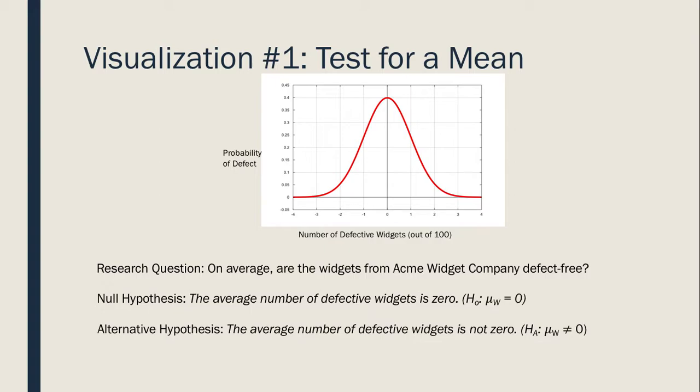Our first visualization is a test for a mean. As you can see from the image, we have a bell curve with the number of defective widgets out of 100 on the x-axis, while the probability of defect is on the y-axis. The research question asks, on average, are the widgets from the Acme widget company defect-free? The null hypothesis will say the average number of defective widgets is 0, meaning that there is no relationship or correlation. The alternative hypothesis will state the opposite, that the average number of defective widgets is not 0.